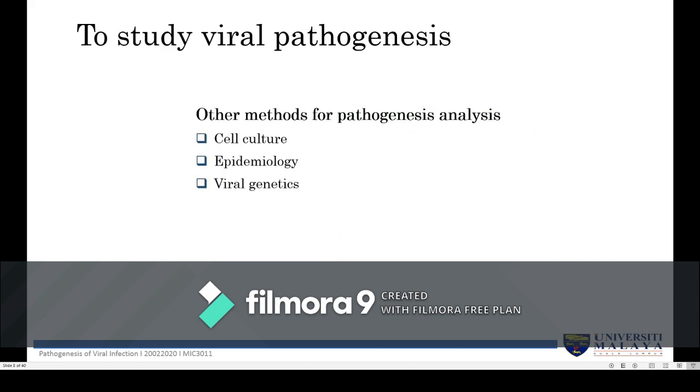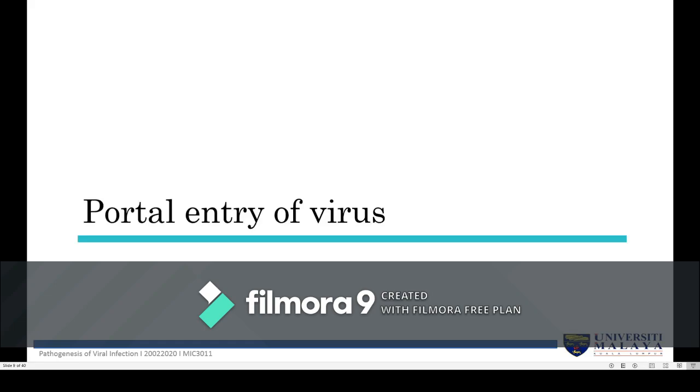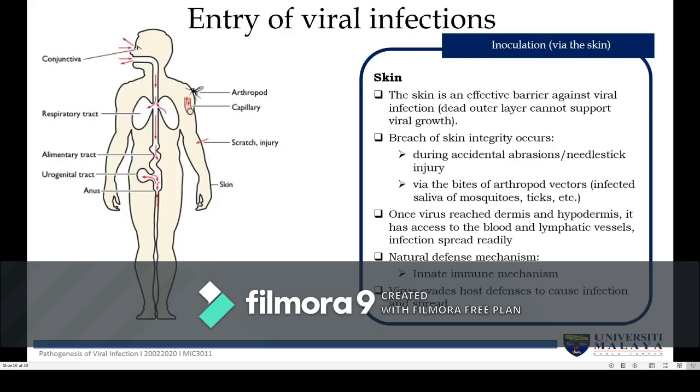Okay, so other methods for the analysis or the study of virus pathogenesis are cell culture, which we can also do. Yeah, and we can look at the epidemiology, and also the viral genetics. Right? So viral genetics also plays a role in the development of the disease. Okay. Alright, so we start with the port of entry of the virus. So there are actually three main sites for virus entry.